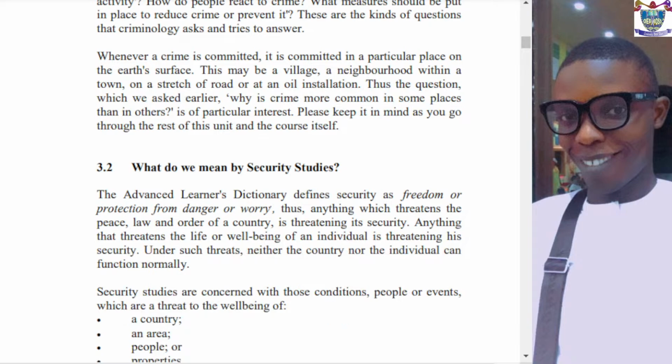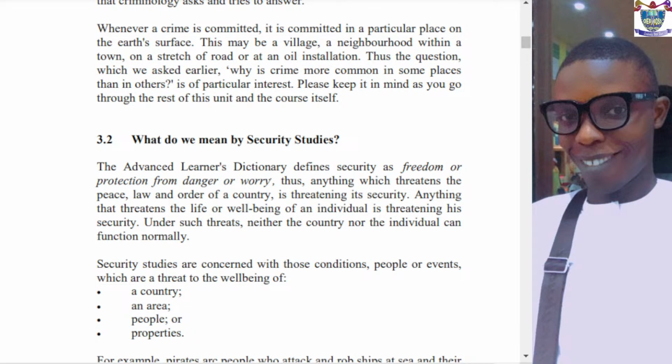All right, so now having said that, we move on to the next subheading, which is: what do we mean by security studies? Remember that we're looking at three principal features here, which are criminology, security studies, and geography. So we have seen criminology. It's all about studying crime, how people react to crime, knowing why people commit crime, and knowing everything about crime and its surroundings. Now, security studies, what does that have to do with us?